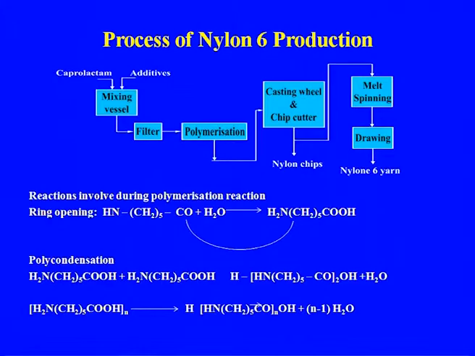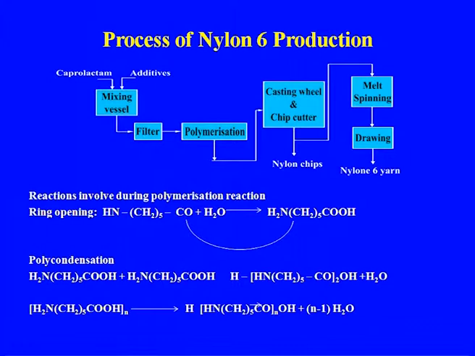This is the manufacture of nylon 6: the caprolactam, additives, filtered, and then the polymerization reactor, and after the polymerization reactor we are getting the nylon chips, which may go to the spinning section, where the melt spinning process takes place.